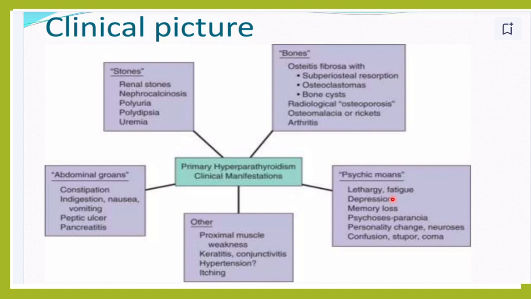All this happens because calcium is a very important mineral required for nerve functioning, and it has an important role in passing on the neurotransmitters through the synapses, etc. So all the cognitive functions can also get affected. So whenever there is primary hyperparathyroidism, we say there are psychic moans, abdominal groans, there are stones, and there are changes in the bones also. So this would be the clinical picture.